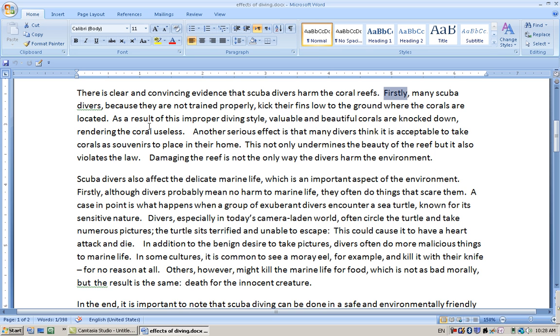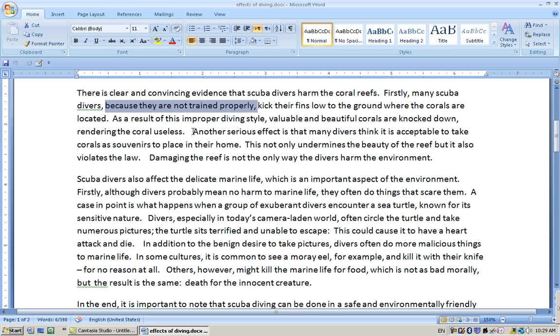Firstly, many scuba divers, because they are not trained properly, kick their fins low to the ground where the corals are located. As a result of this improper diving style, valuable and beautiful corals are knocked down, rendering the corals useless. Okay? That is the first support, the first explanation for the effects of divers on the coral reefs. What's the effect? Coral reefs are knocked down and they are rendered useless. I do mention the reason why, but I only do that in a subordinate way inside a sentence. I don't develop the whole paragraph. The whole paragraph is about the effects, not the causes.